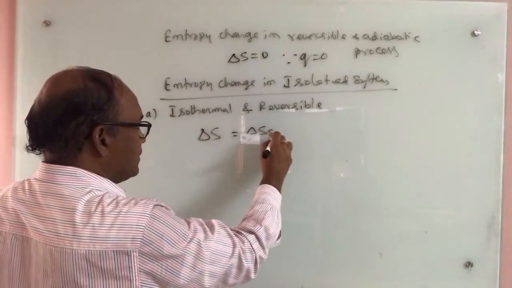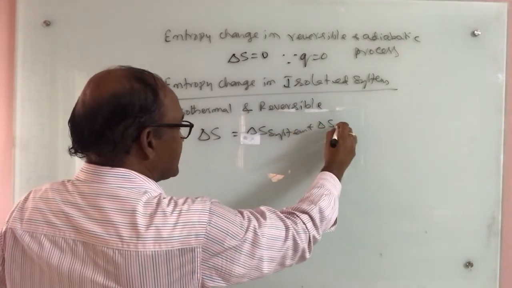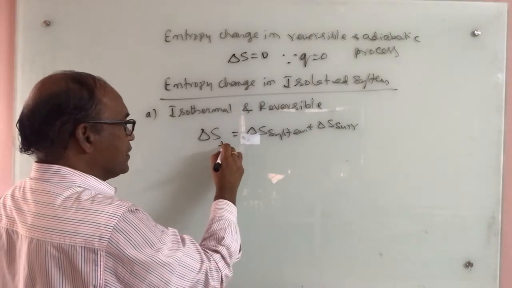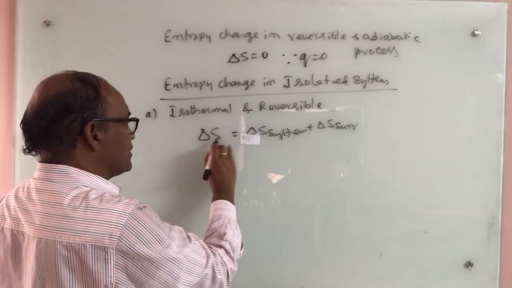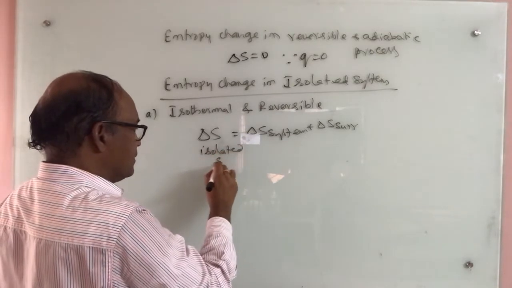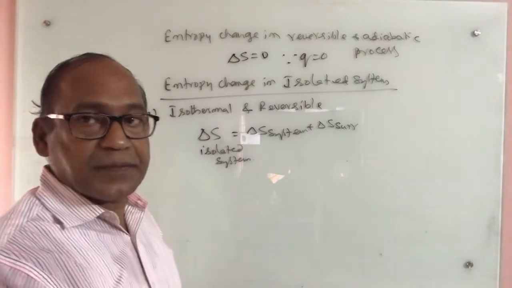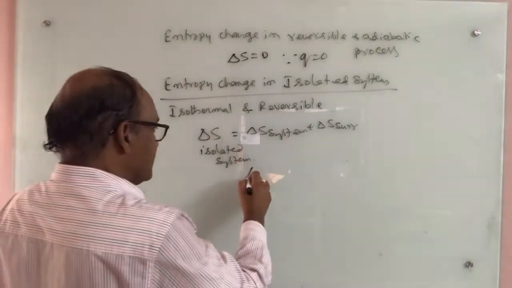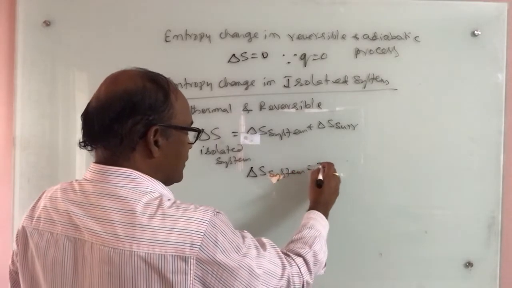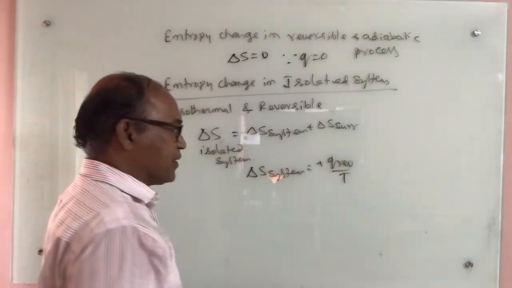Delta S system, delta S surroundings. This is the delta S, say, of the isolated system. Say during expansion, delta S system is plus Q reversible by T, taking the gas temperature.